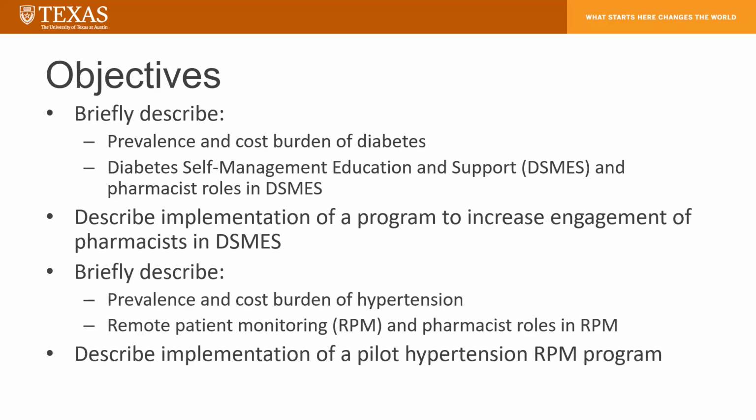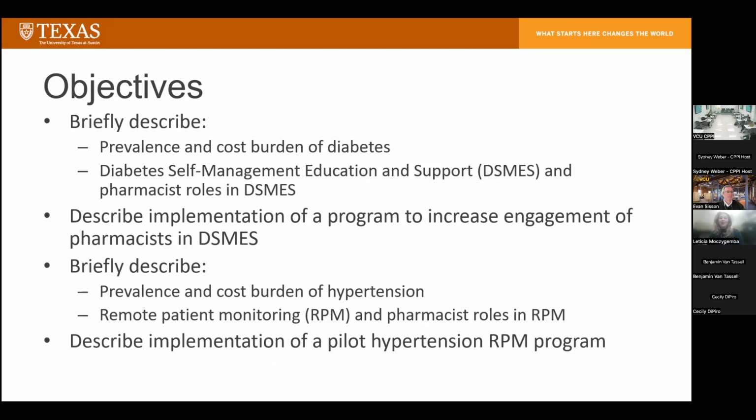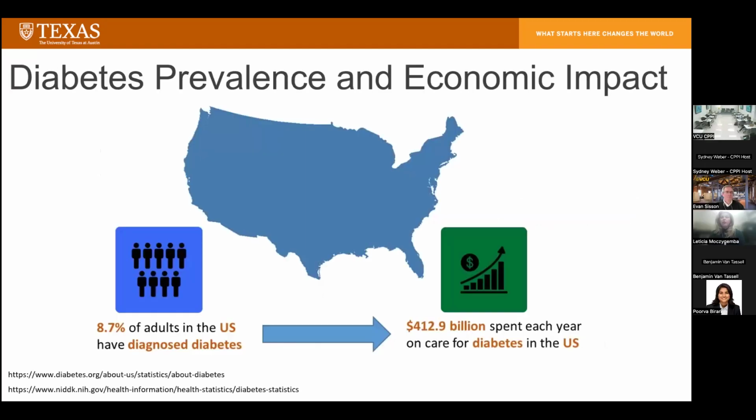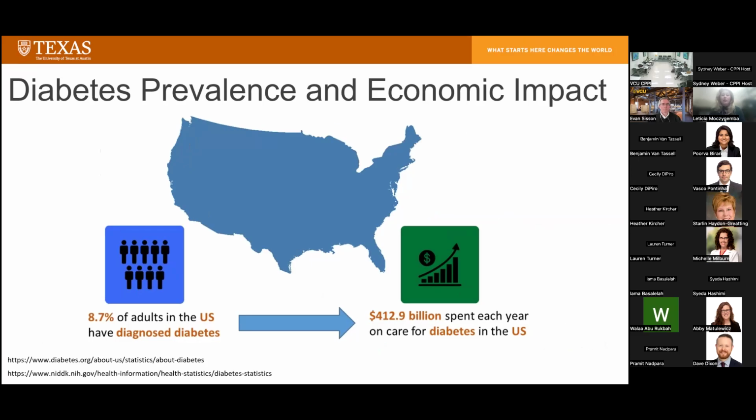So I'm going to briefly go over today, just at a high level, the prevalence and cost burden of diabetes and describe what diabetes self-management education and support is, or DSMES. And then I will talk about my team's implementation of a program to increase engagement of pharmacists in DSMES. I will then also briefly describe the cost and prevalence of hypertension, and then talk about our pilot where we implemented remote patient monitoring for hypertension in community pharmacies.